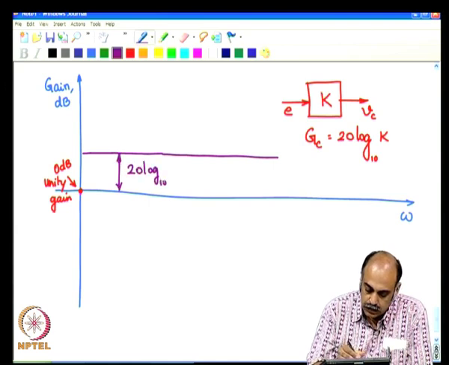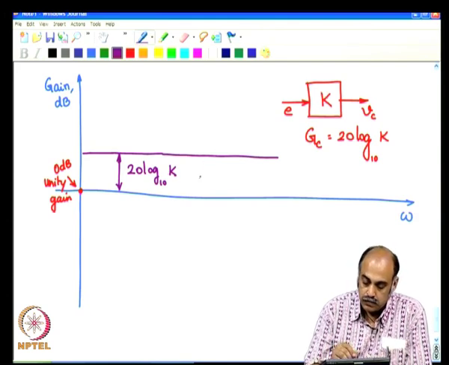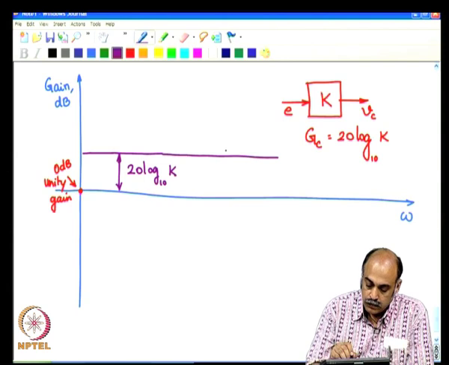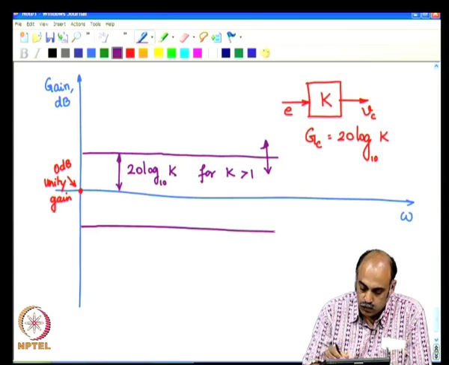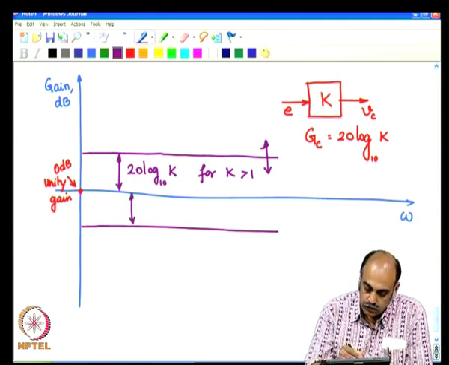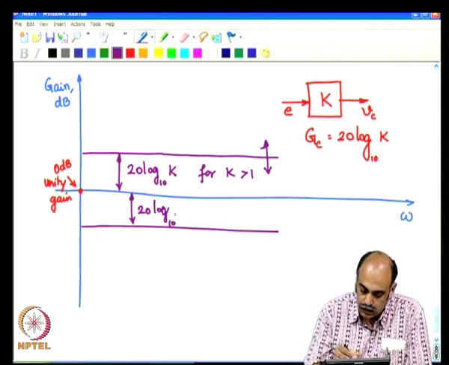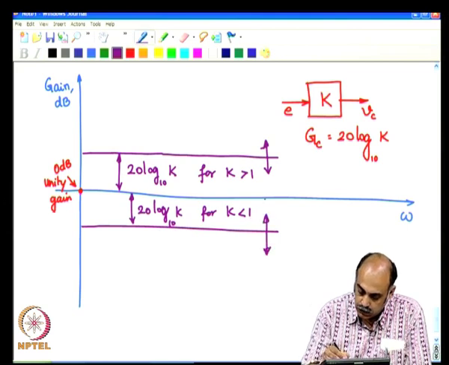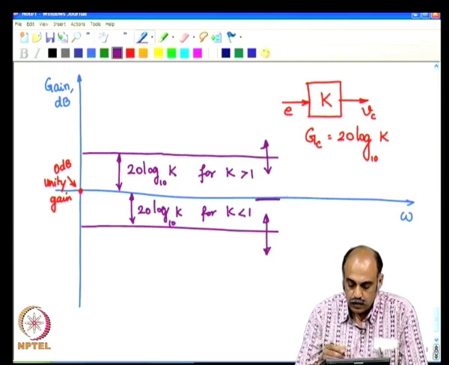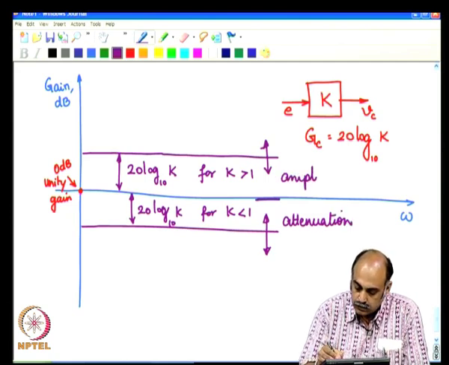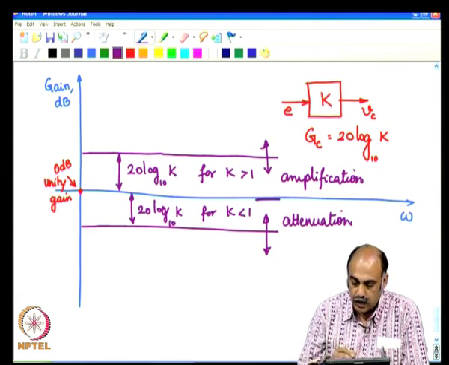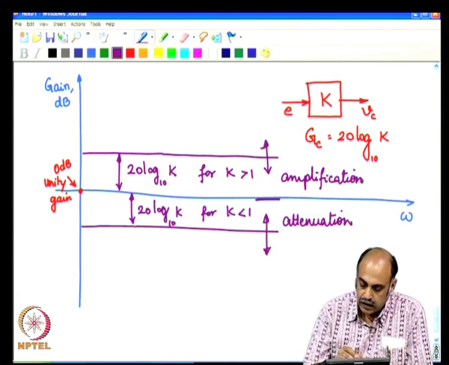(20 log base 10 k) in dB. If this was amplification, or if you are having k which is less than 1, for k greater than 1, it can vary anywhere here, or it could be here, 20 log base 10 k. For k less than 1, you will have variations from here to here. So, this is attenuation and this is amplification.